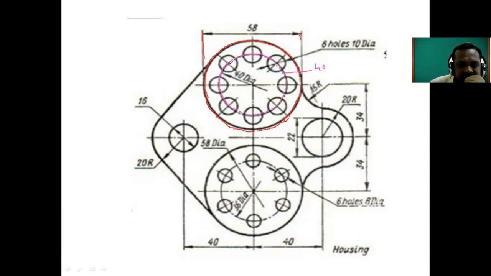Already I have explained. What type of array is there? Circular, yes, polar array. A polar array is required. And what is the diameter of the small circle? The diameter is 10. How many holes are required on the periphery of the circle? 8. Okay, this part we can easily draw. There is no problem.